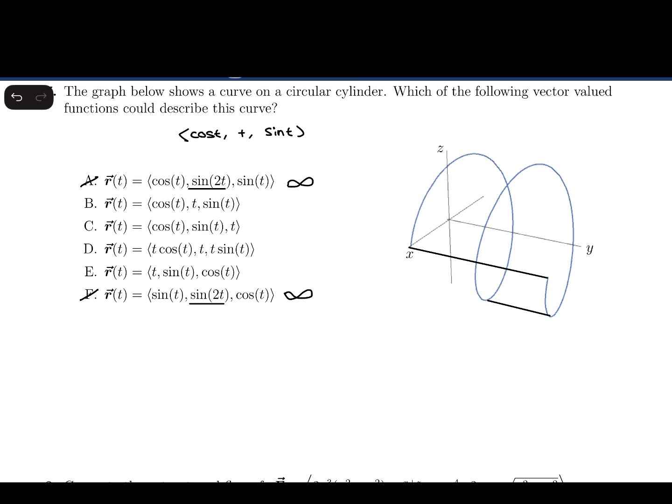Now, this is our usual circle, but for C, it's wrong because it's assuming that in this case, the circle is moving up in the Z direction, so it can't be C.